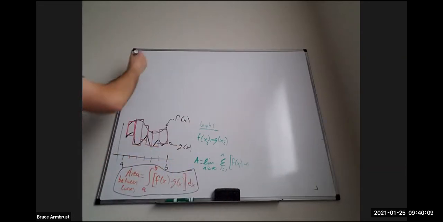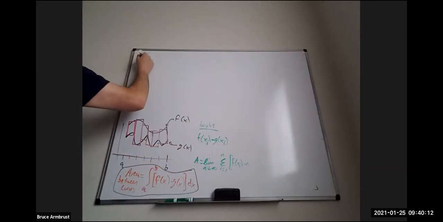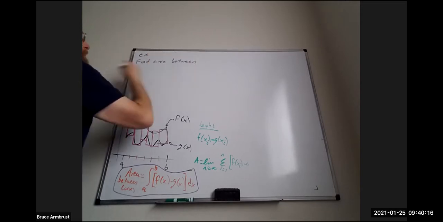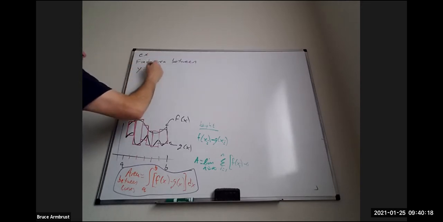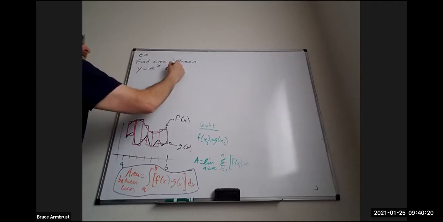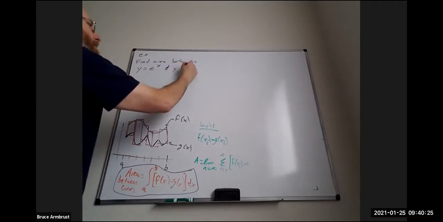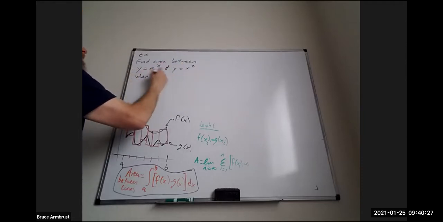So let's say we want to find the area between y equals e to the x and y equals x squared when the x's are between 0 and 1.